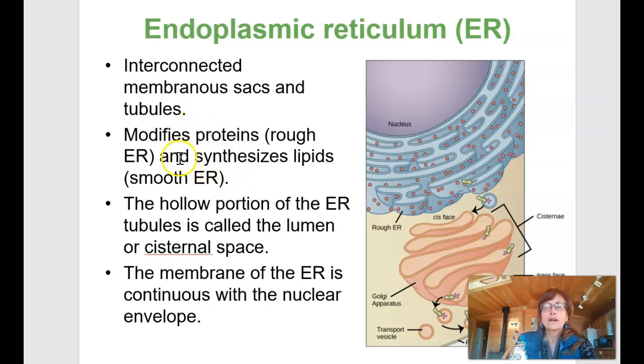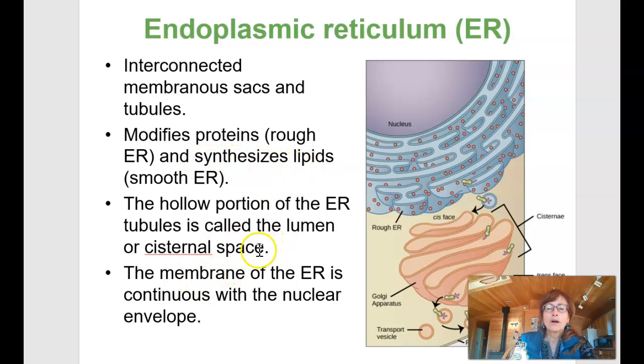Now there are two types of ER. One has lots of little dots on it, which is what we call the rough ER. Those dots happen to be ribosomes. And the rough ER is involved with a lot to do with modifying proteins in particular, because remember, ribosomes are where proteins are made. The primary structure of proteins is made in the ribosomes. But then the smooth ER, which doesn't have ribosomes, is involved with lipid synthesis. In other words, it makes lipids.